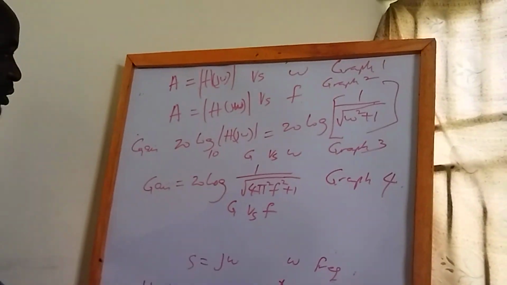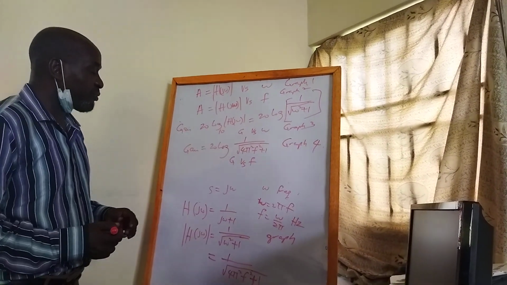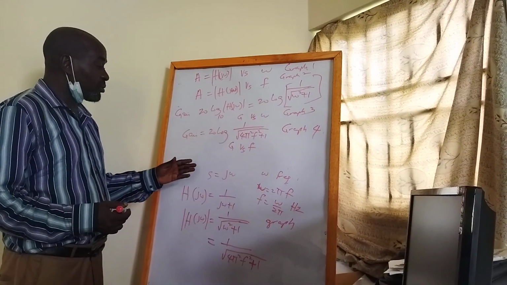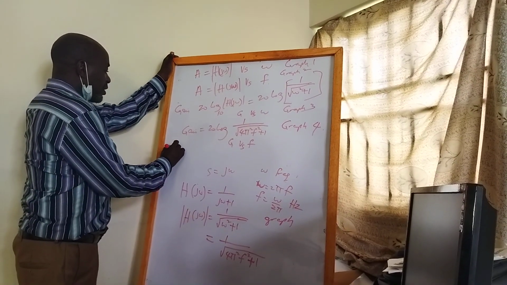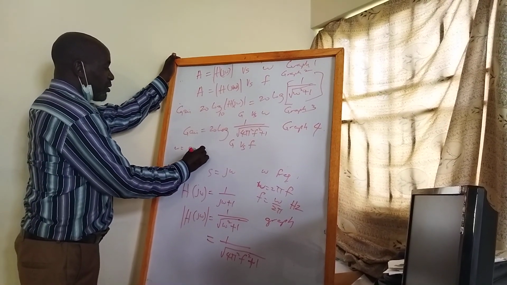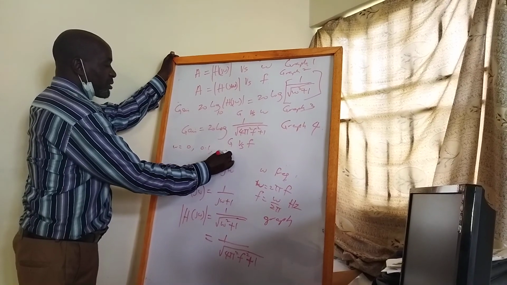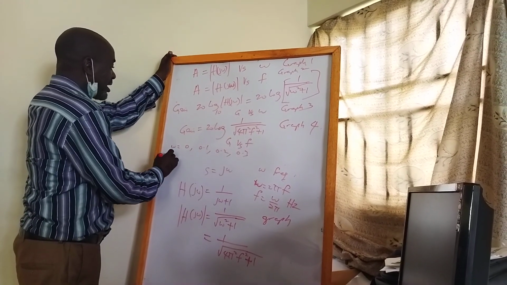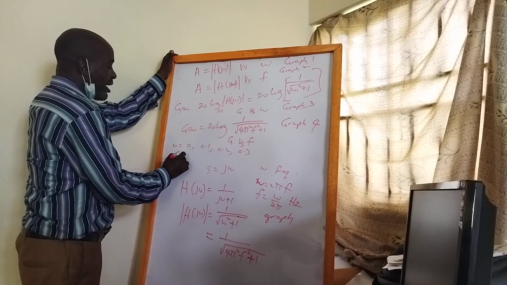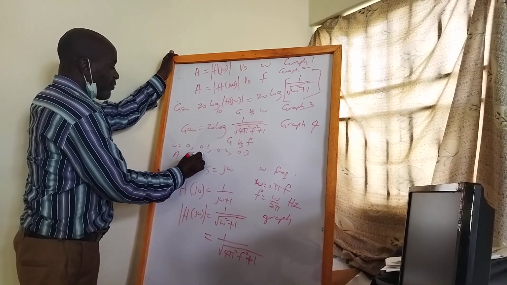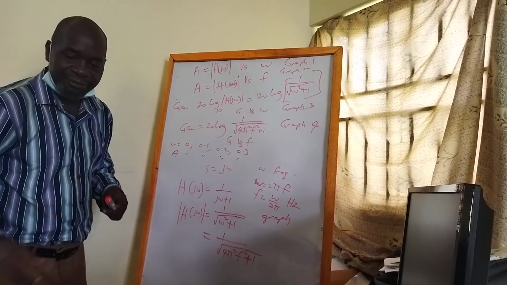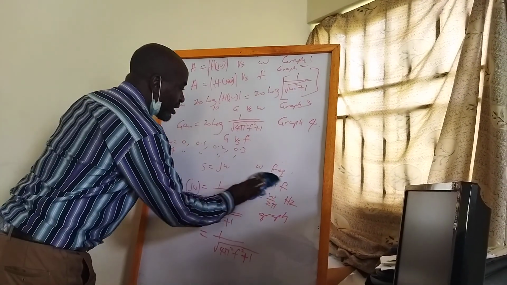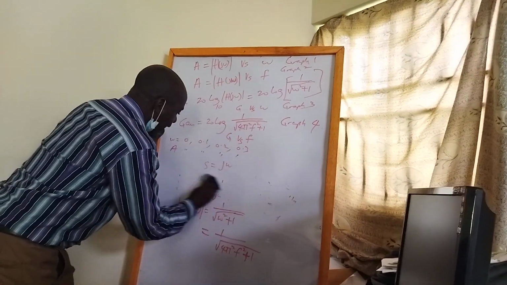Now, like we have done in class before, you can substitute. You can start plotting. How do you plot? Make your omega to be 0, 0.1, 0.2, 0.3. Calculate A. What will A be? For this, what is A? And then you graph.